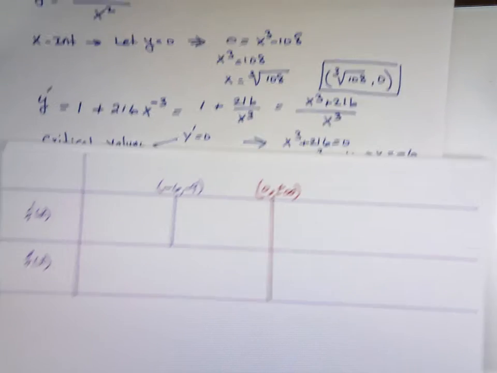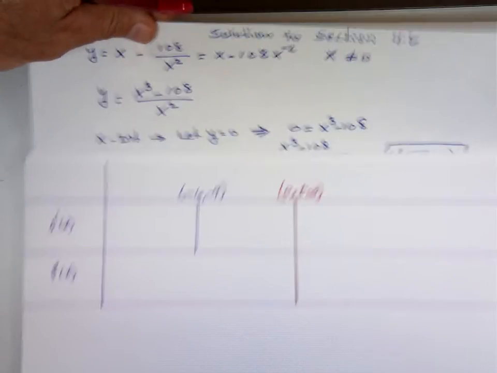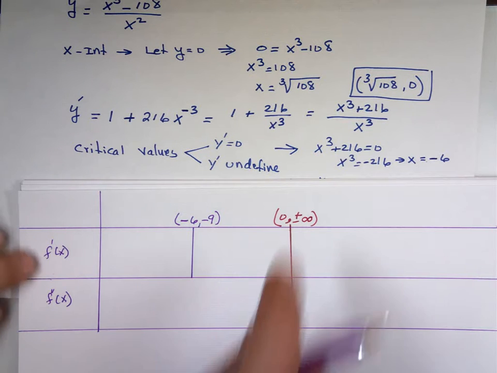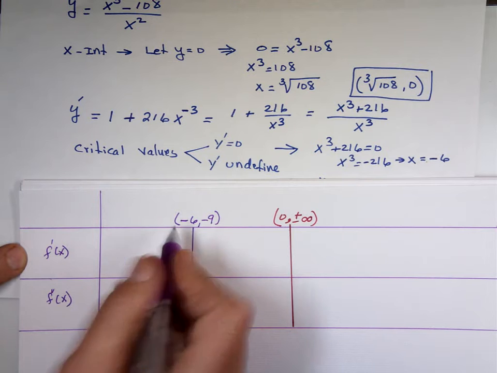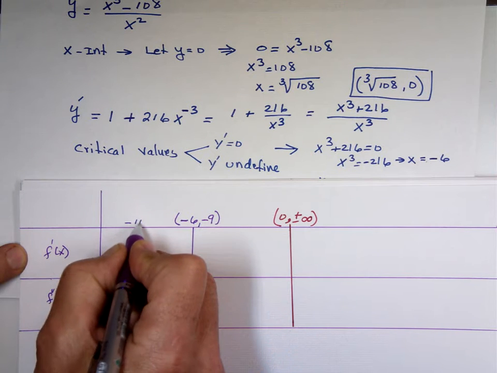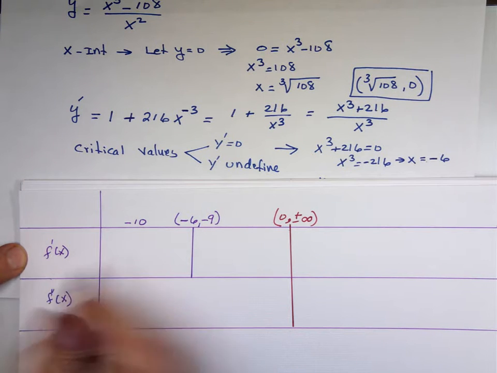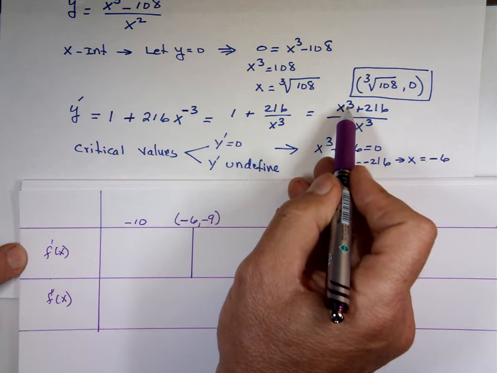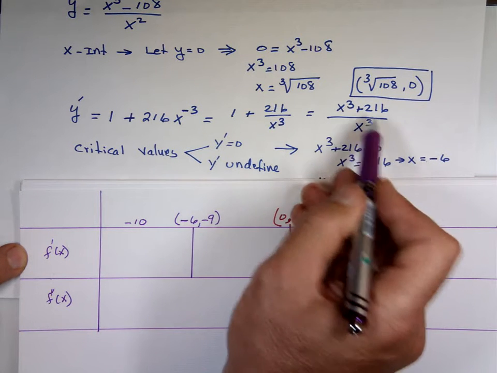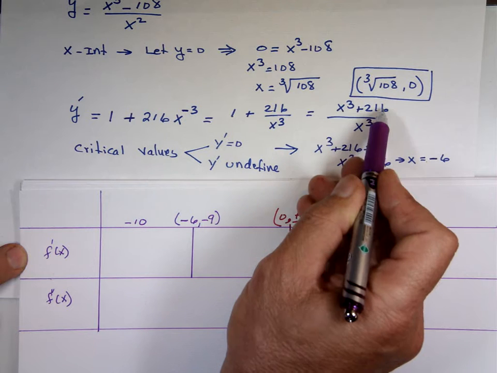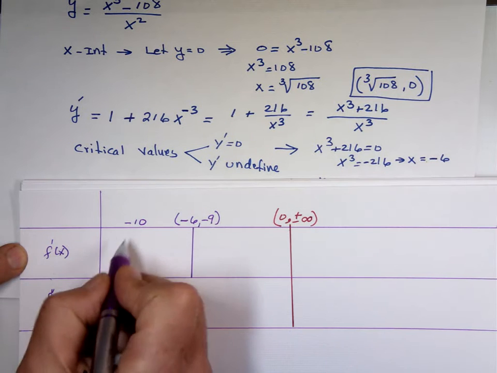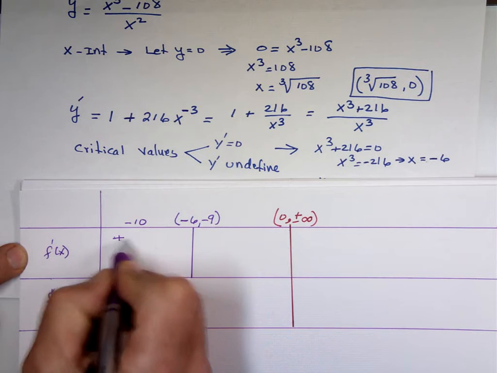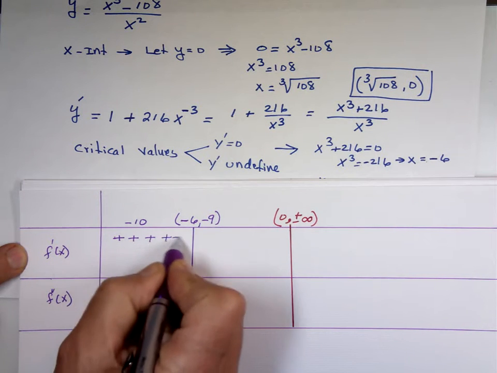Do we have any other values besides negative 6? No. Let's look at the first derivative, the derivative right here. If I use a value less than negative 6, like negative 10, negative 10 when you cube it, what's that, negative 1,000? Plus 216, is that negative or positive? Negative over negative, which is what? Negative or positive? That's a positive. That's increasing.